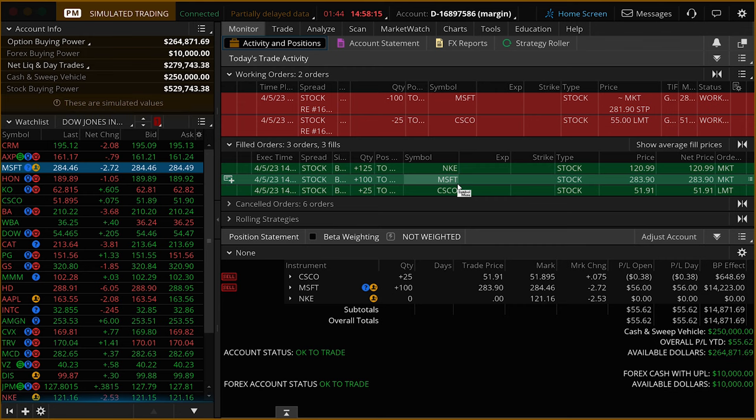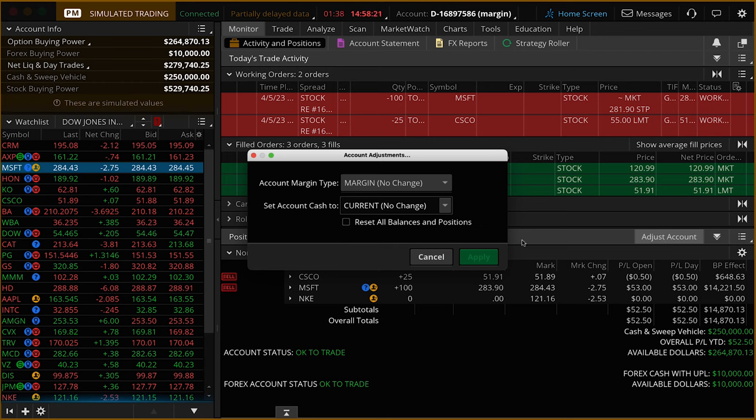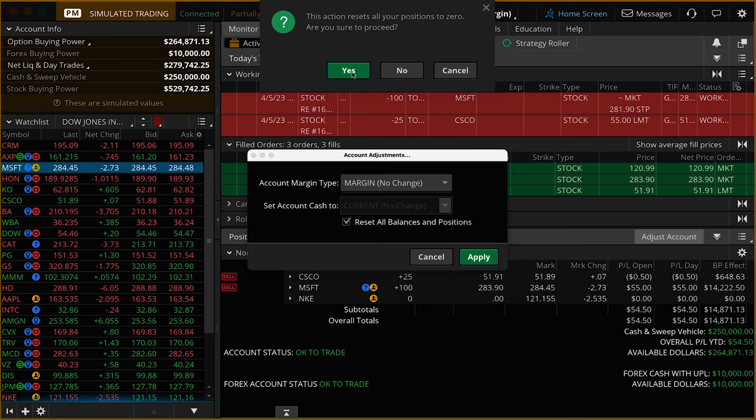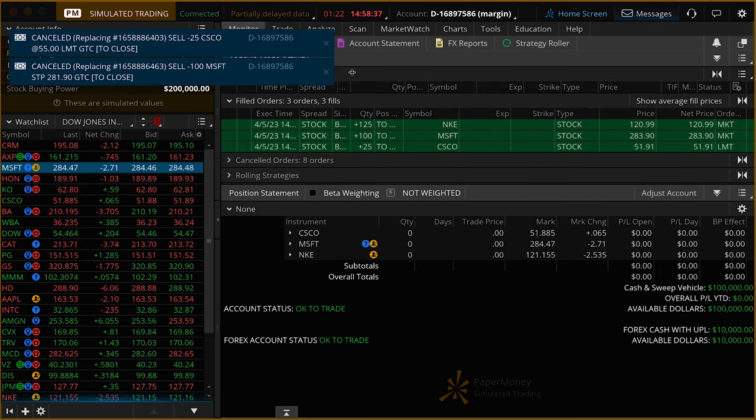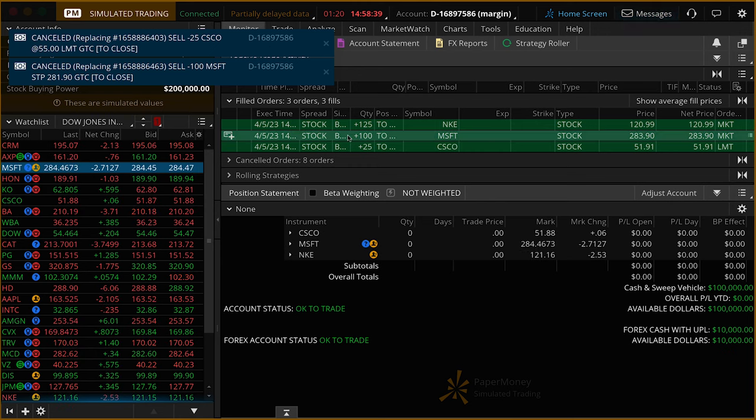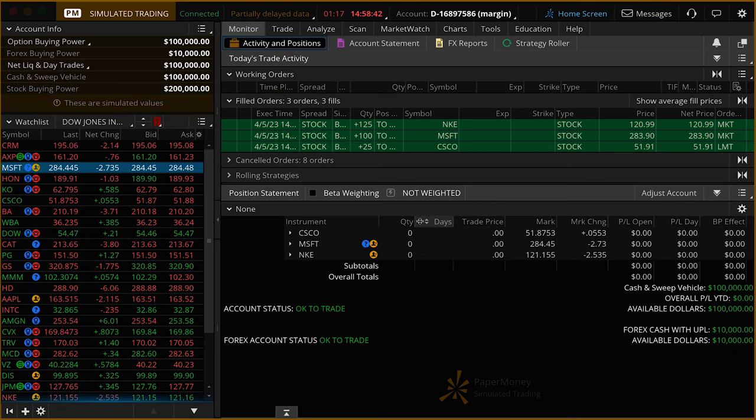Now last up, let's say we want to reset this entire account. We want to go back to scratch, reset everything. Well, we click on adjust account again. We go over here to reset all balances and positions and click apply. Now make sure when you click apply, this is going to reset everything. So make sure you're ready for that. We're going to click apply here. Going to go ahead and confirm that's what we want. It's going to cancel all of our working orders. It's going to position us back to zero for everything in our account. And overnight tonight, this is all going to reset and tomorrow you'll come back up and you'll be back to $100,000.